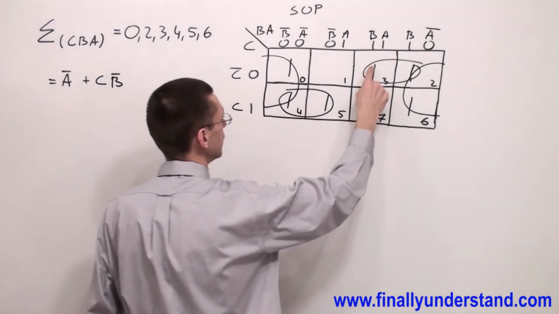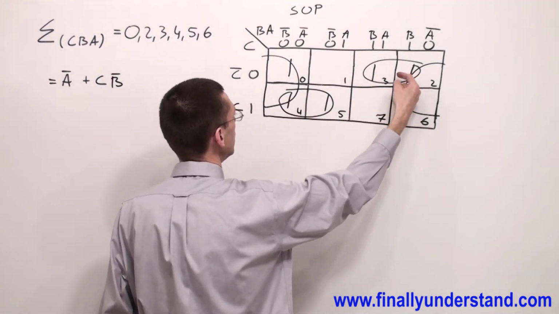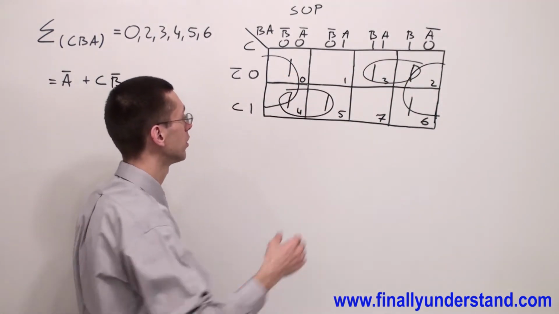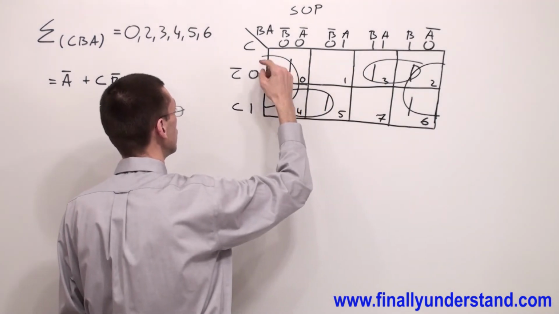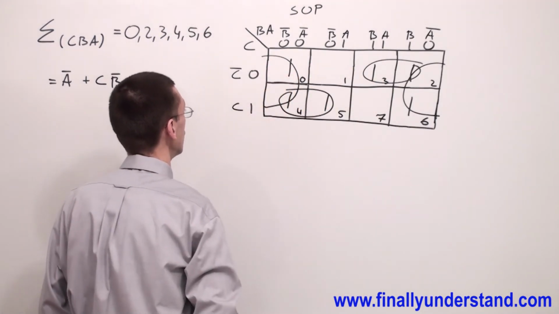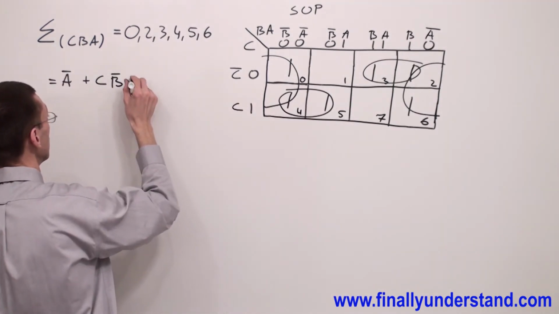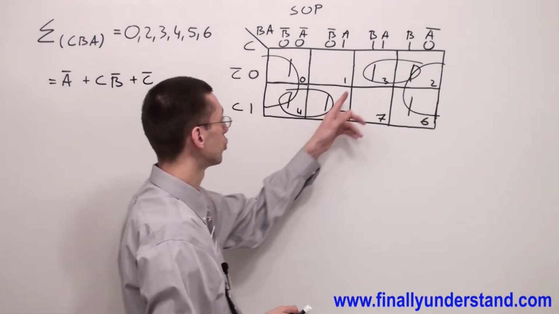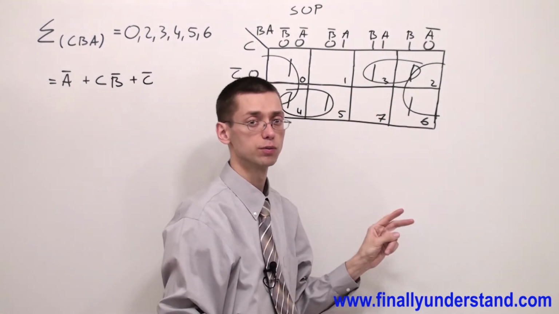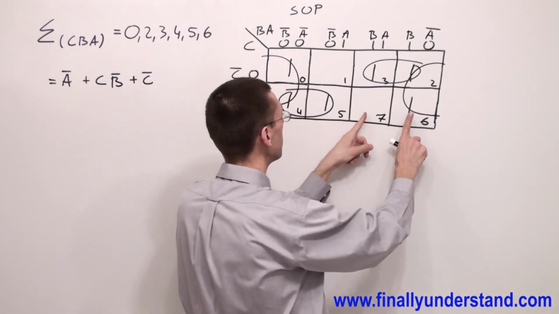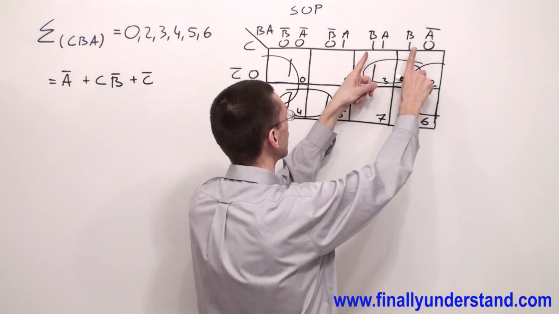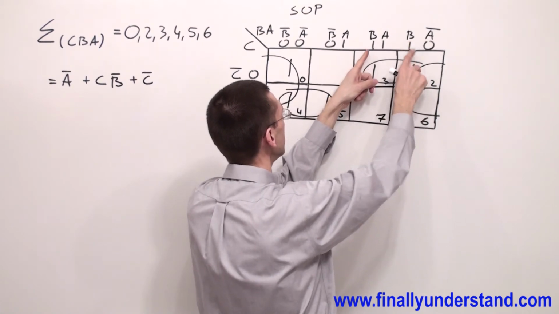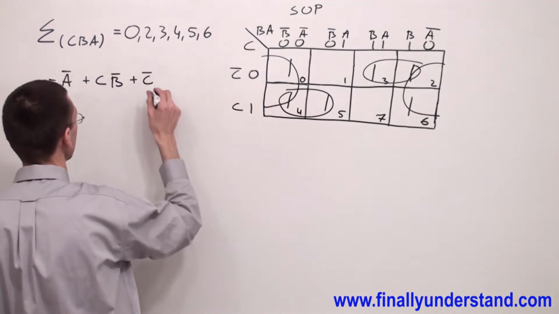Next group, this one, is placed in 1 row. Remember, anytime we have just 1 row, don't think too long. Just copy down whatever is next to this row. When I have just 1 row, plus C0. Because this group is placed in 2 columns, I have to look above and see what is the common variable for these 2 columns. For these 2 columns, the common variable is B. That's why I'm going to write B over here.